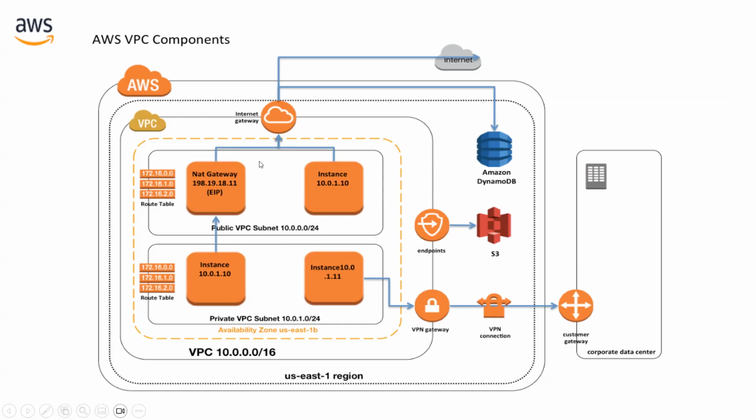I hope you got the difference between the private subnet and the public subnet. In short, a private subnet doesn't have direct internet access, and a public subnet has direct internet access through the internet gateway.